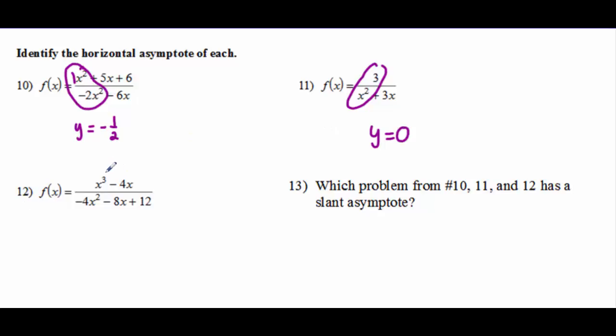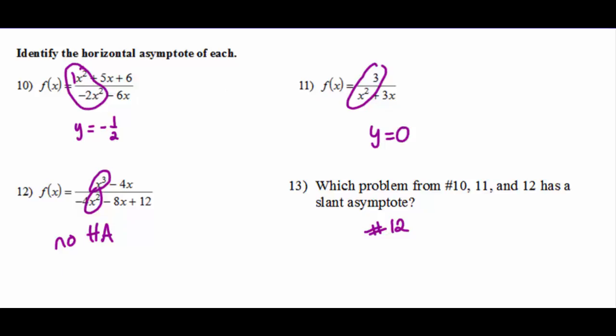On 12, there's an x cubed on top and an x squared. So there's more x's on the top, which makes there not be a horizontal asymptote at all. What happens is if there's not a horizontal asymptote, you can divide these two things and get a slant asymptote. And so on 13, when it asks you which problem has a slant asymptote, you would say number 12, because the only time that happens is if there's not a horizontal asymptote. We would never have a slant asymptote when we also had a horizontal asymptote, like on 10 and 11.